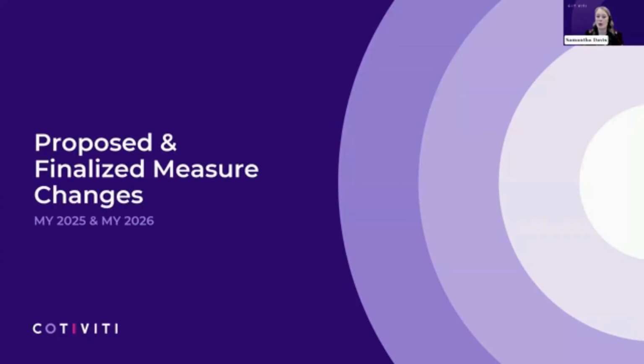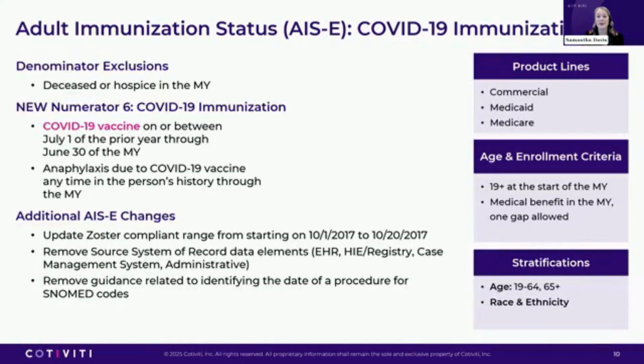Now that we've reviewed the proposed new and retired measures for 2026, we will step through the proposed measure changes for 2026, as well as NCQA's notification of finalized changes for both 2025 and 2026. First, we'll cover the proposed changes to the adult immunization status measure.